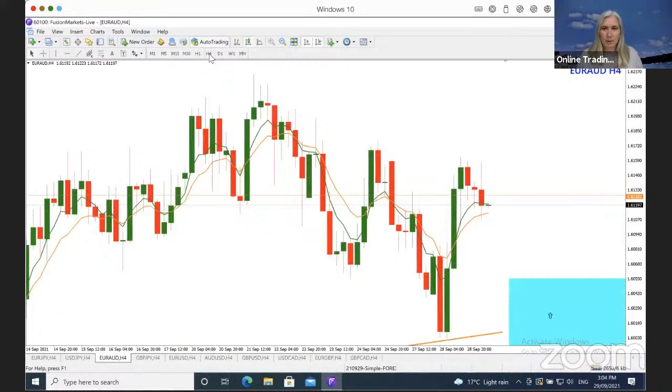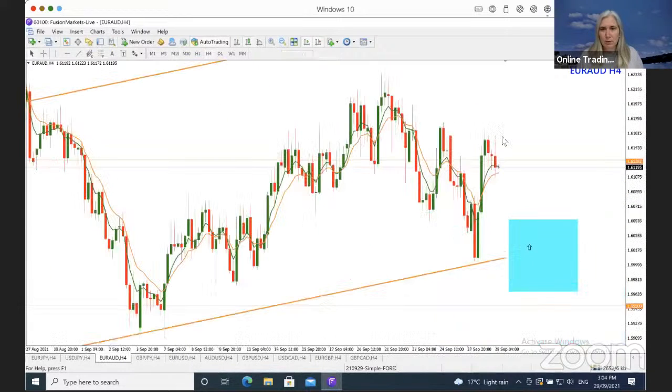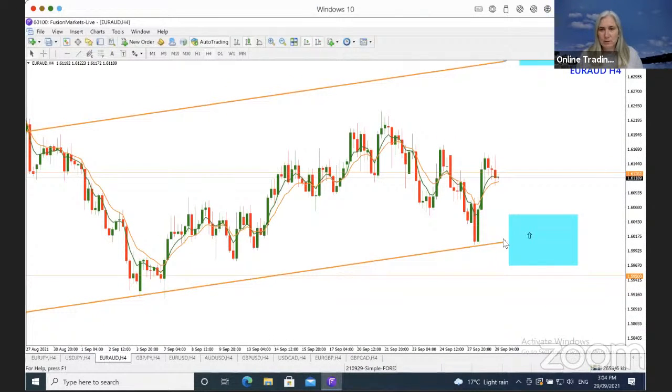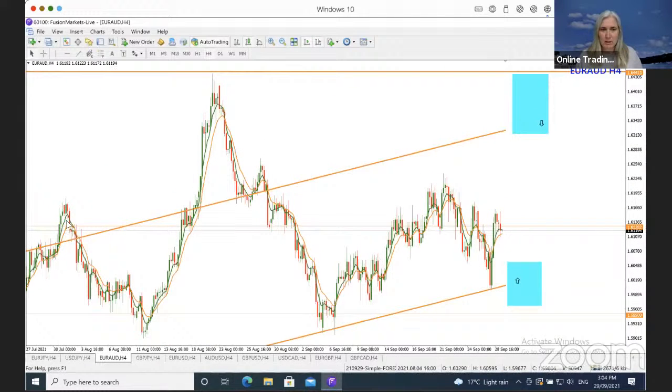So on the 4-hourly, at the moment, it looks like a setup for short. But I don't really know, is it going to go to the bottom of the channel, or halfway and then keep going up? Or is it going to go down? Because it could also be a ranging sort of band in there.